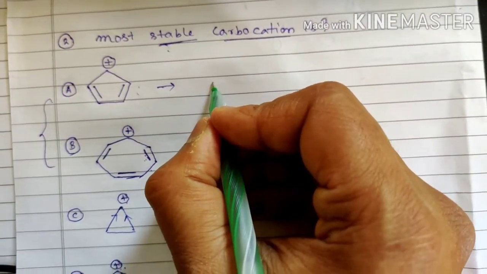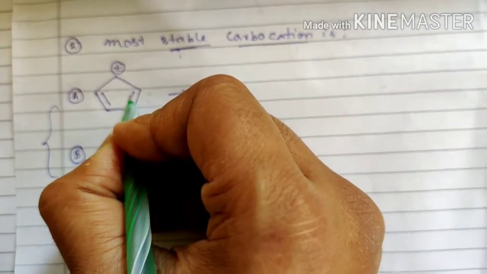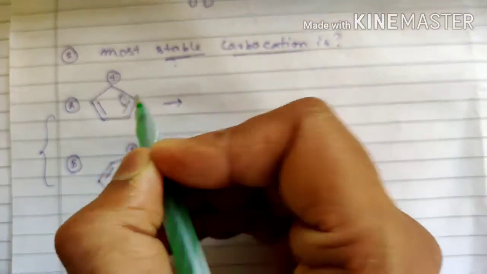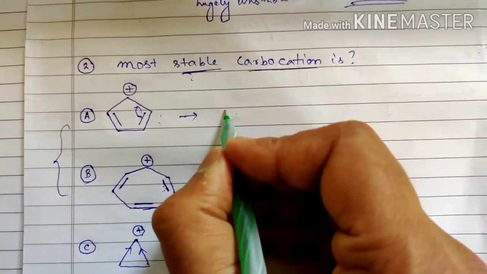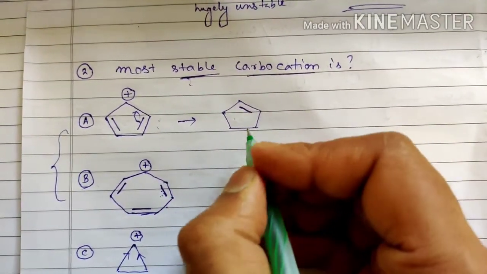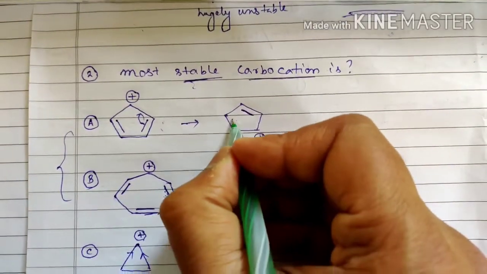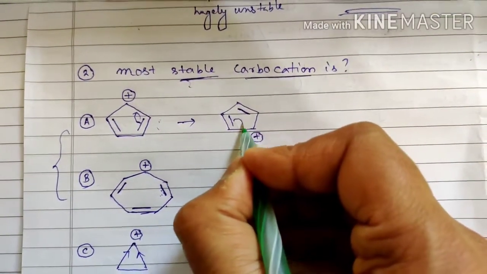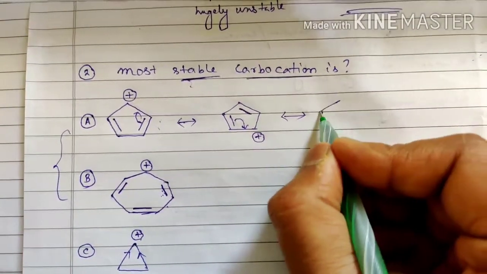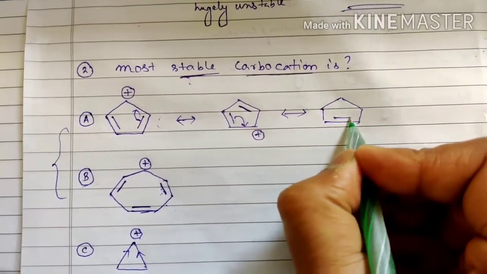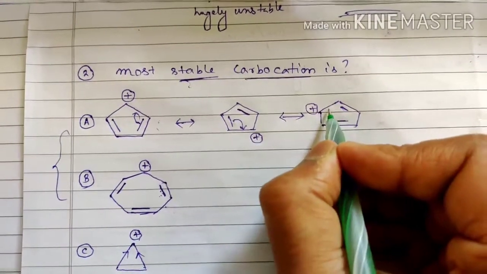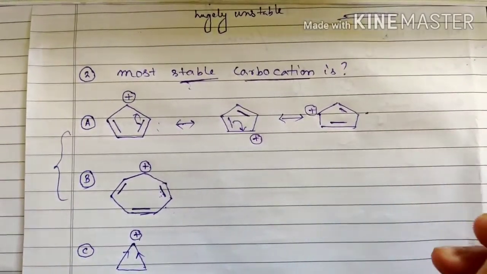In the first case, check carefully. If I shift the double bond towards the plus charge, what happens in the next step is that the double bond will go here, the plus charge will be here, then there will be a double bond. Similarly, in the next step, this can come here. So the double bond is here, the double bond is here, and the plus charge is here. Now again, if I shift over here, the plus charge will come here, and accordingly.